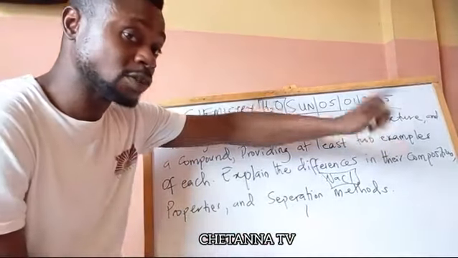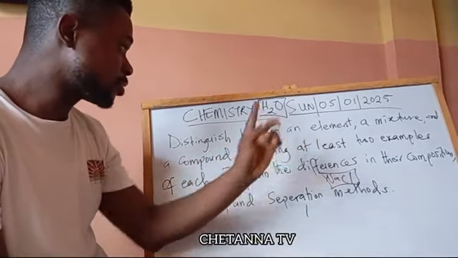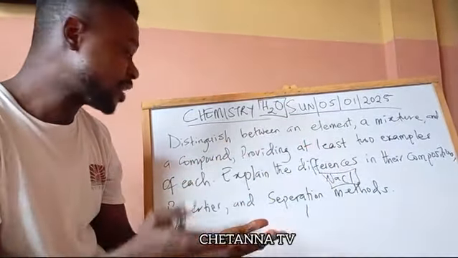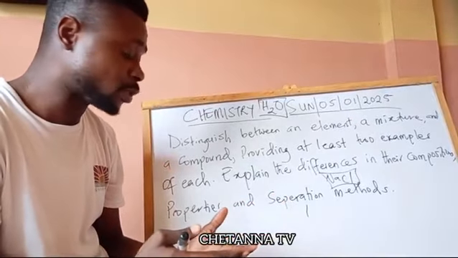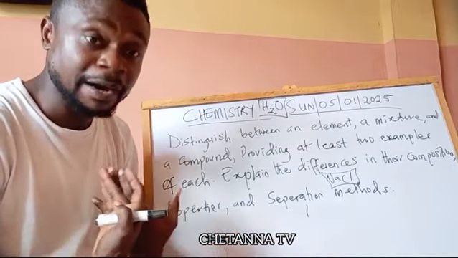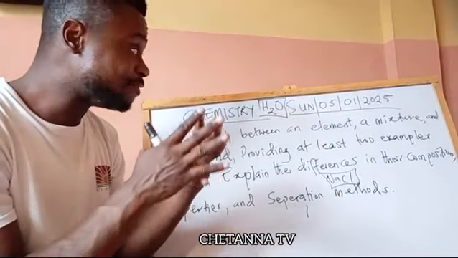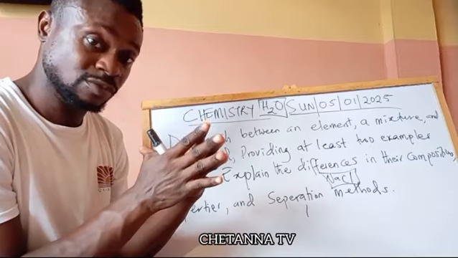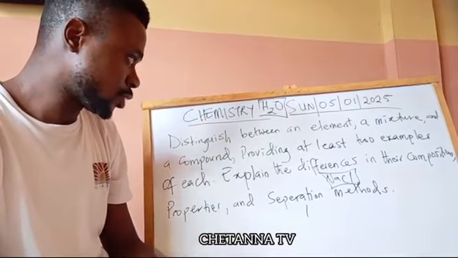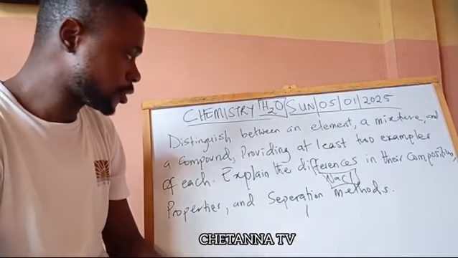But they're not chemically bound together. A compound contains two or more elements that are chemically bound, as you can see here. And they are bound in a fixed ratio, irrespective of the source of that compound.